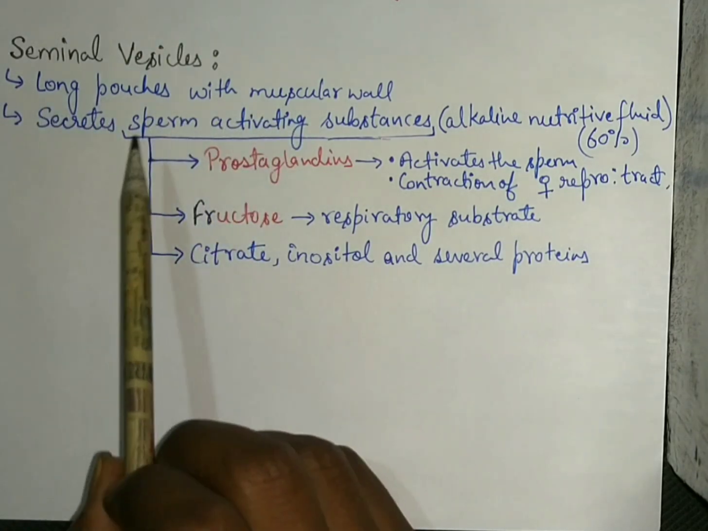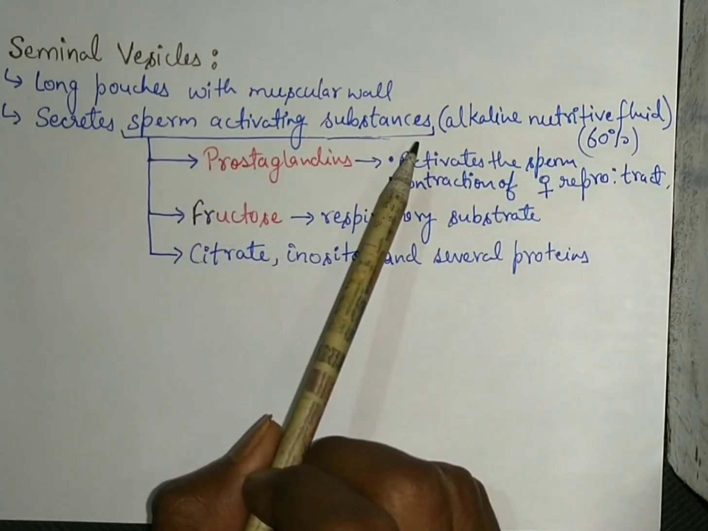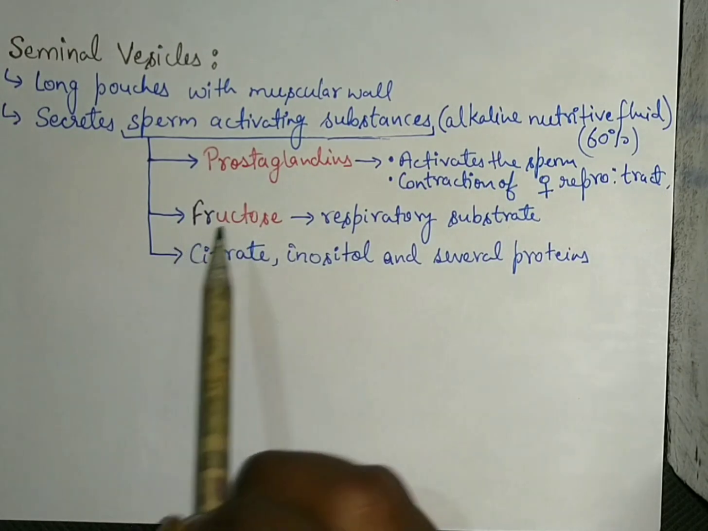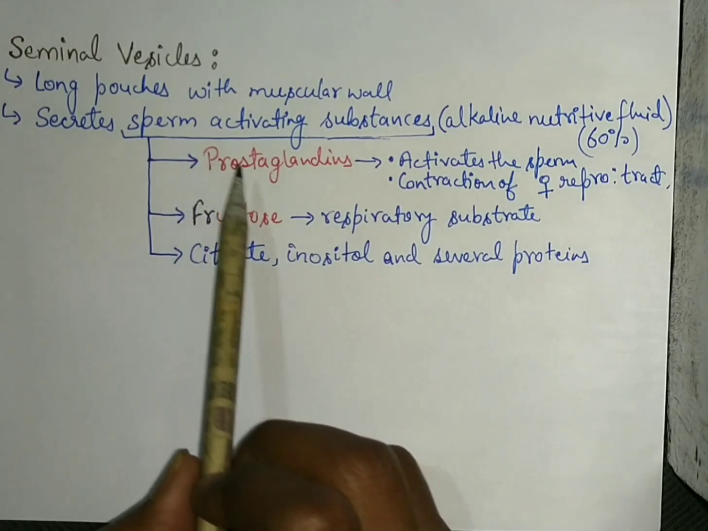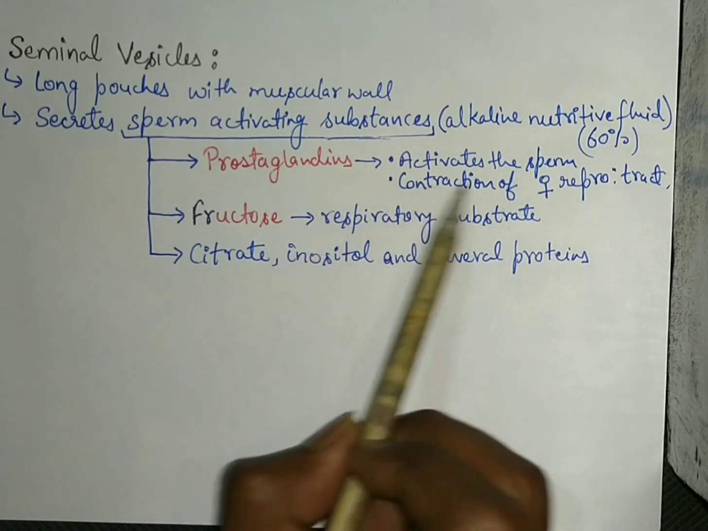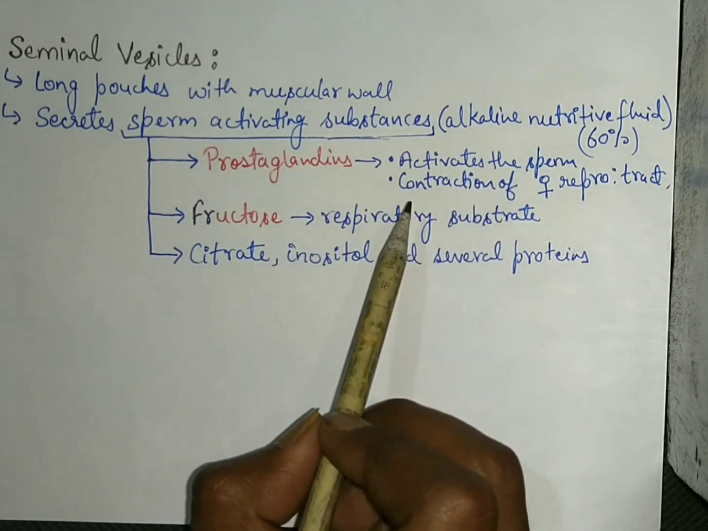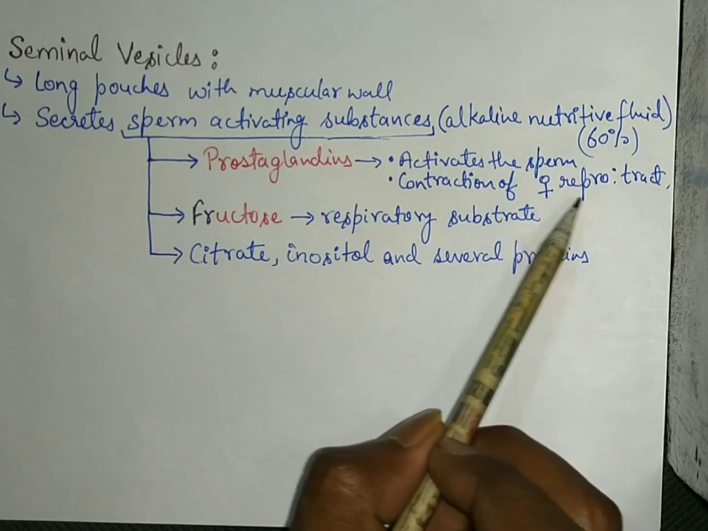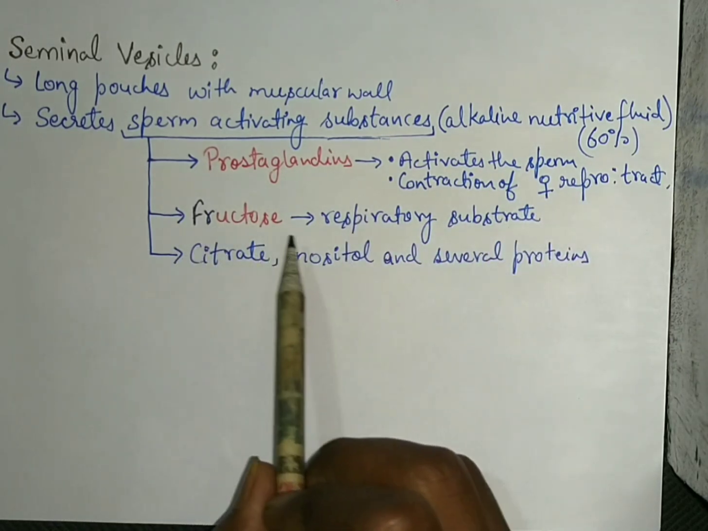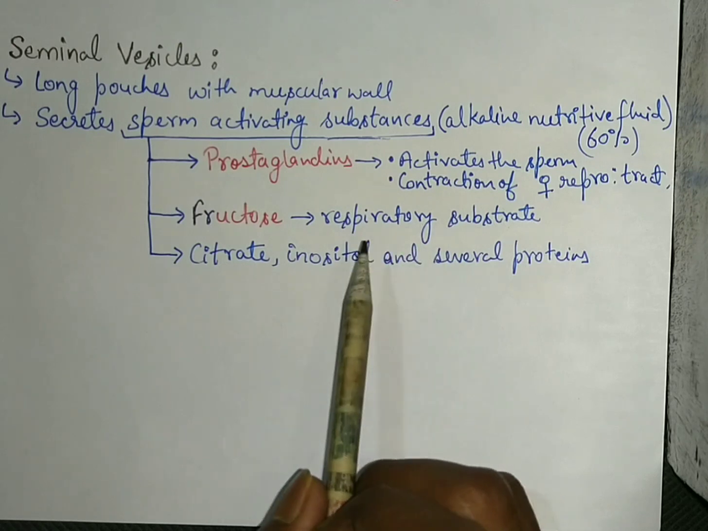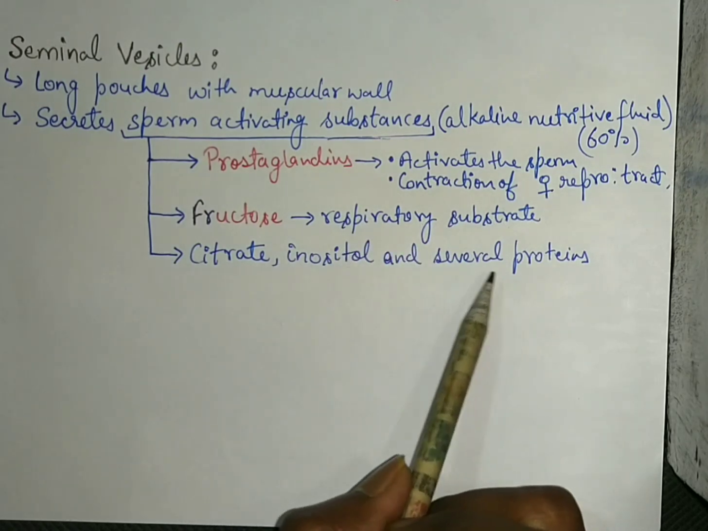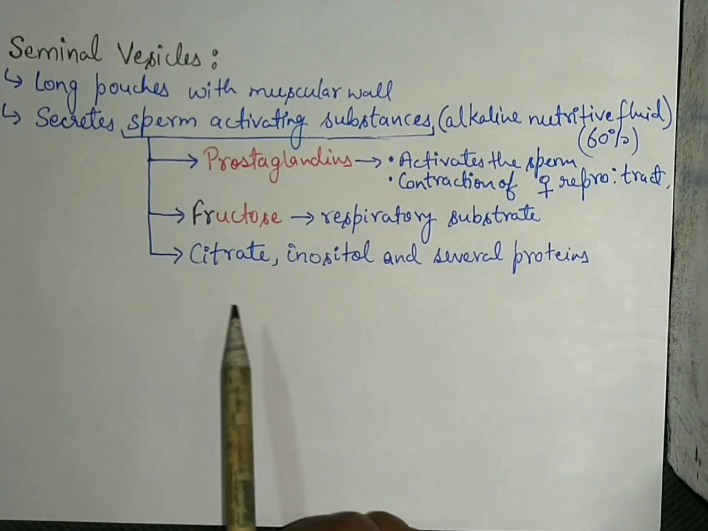ये secrete करता है sperm activating substances. It is a nutritive fluid and alkaline in nature. Those sperm activating substances are prostaglandins. It activates the sperm and it also acts in the contraction of female reproductive tract. Fructose. It is a respiratory substrate for sperms, and citrate, inositol and several proteins work for the maintenance of sperms.